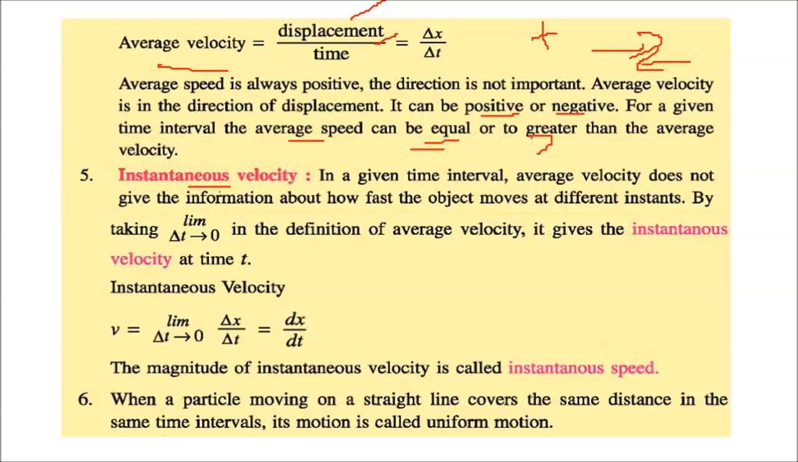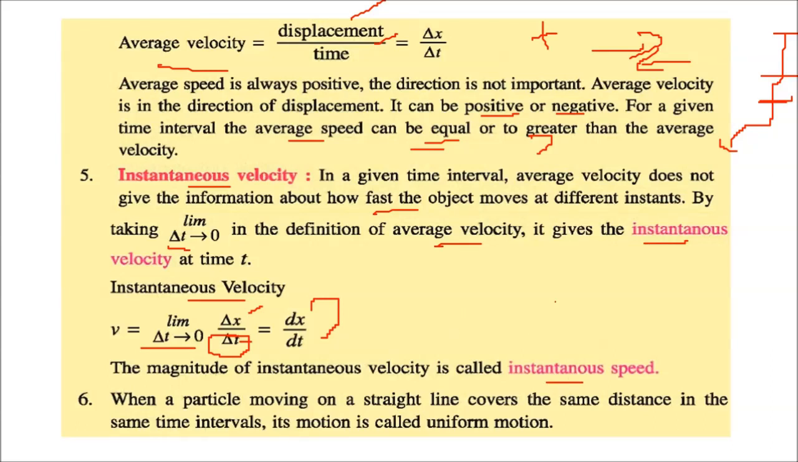Now, instantaneous velocity. If something is moving like this, we want to find out at this instant what is the velocity. For a given time interval, say from here to here, the average velocity does not give the information about how fast the object moves at different instants, like for example this instant. So by taking the limit, which is delta t tends to 0, very small time, the definition of average velocity becomes instantaneous velocity. So instantaneous velocity is delta x by delta t when this delta t tends to 0, and this becomes dx by dt. The magnitude of instantaneous velocity is called the instantaneous speed.